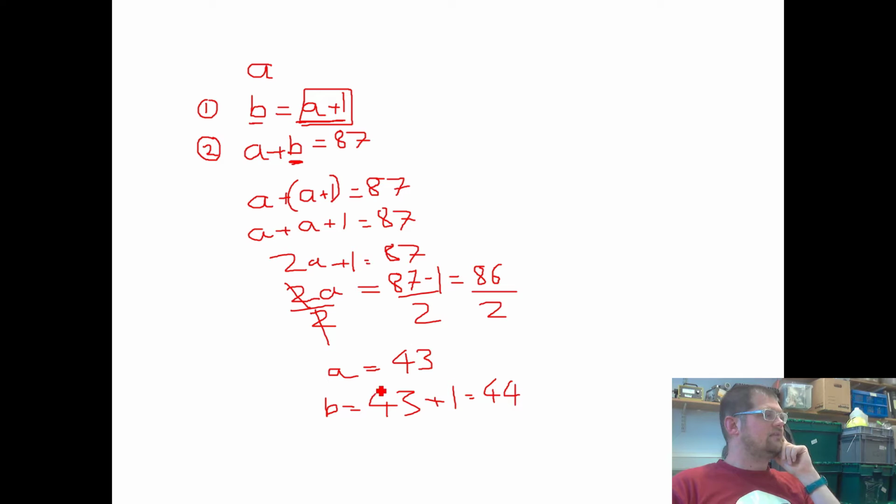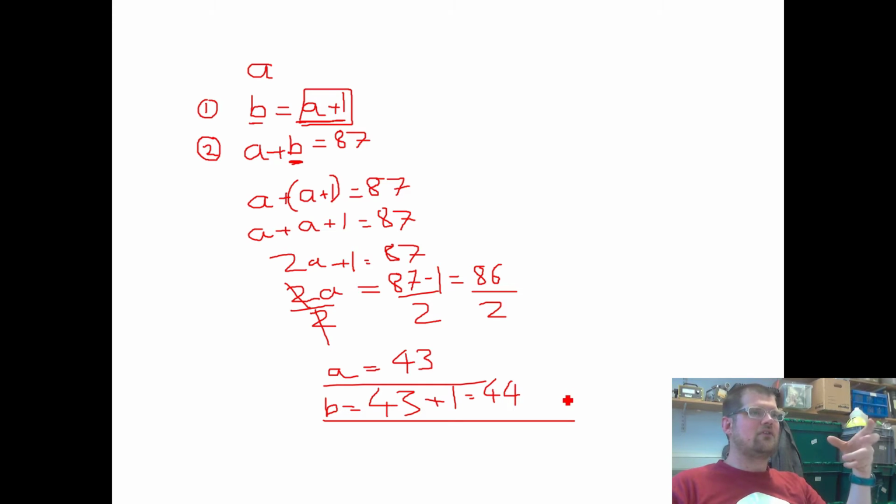Okay, so now I've got two answers. I've found out the answer for A and I found out the answer for B. Now what I want to do is check that I've got the right answer. So I've got a spare equation here, A plus B, just to check that those do give 87. So 43 plus 44, that does equal 87. So I've gone through the steps there to show that I've got the right answer.